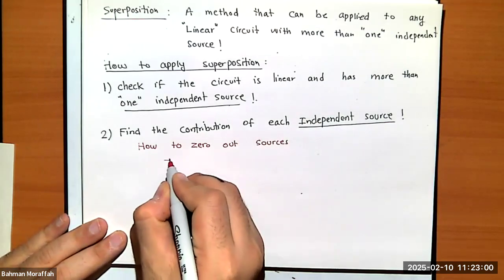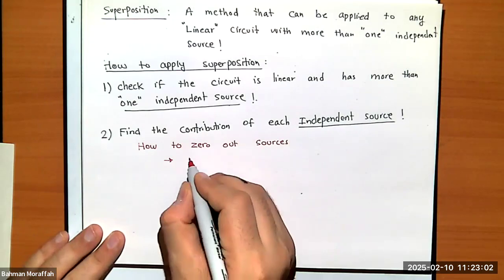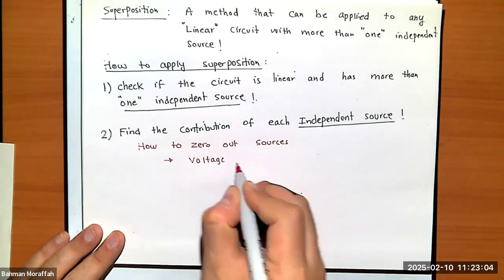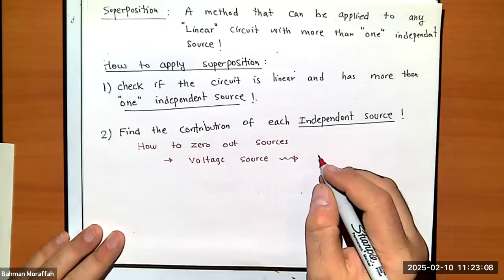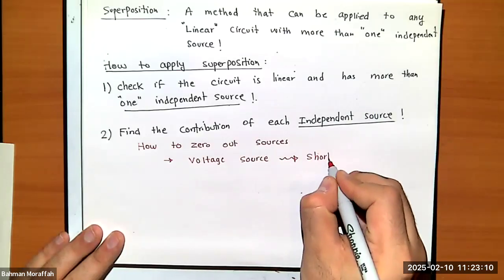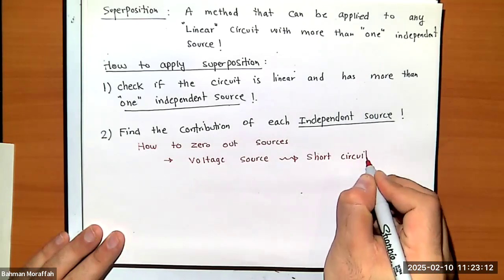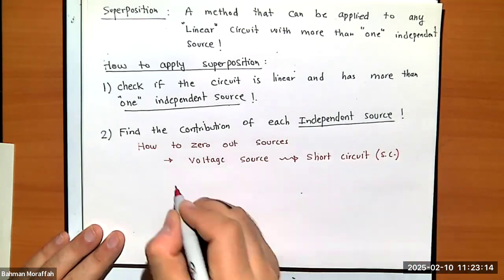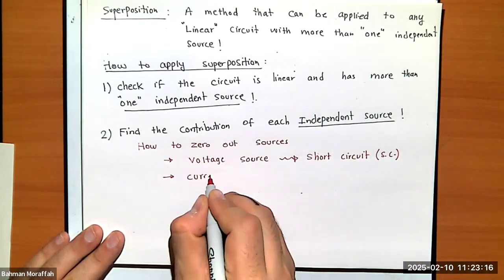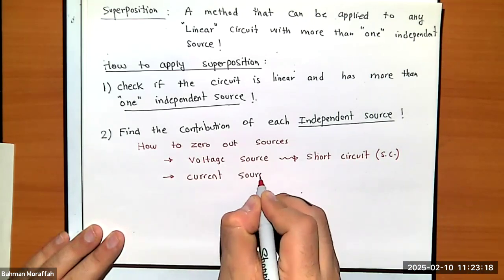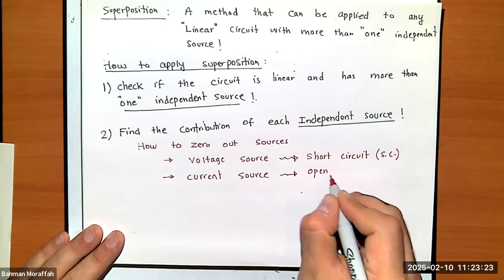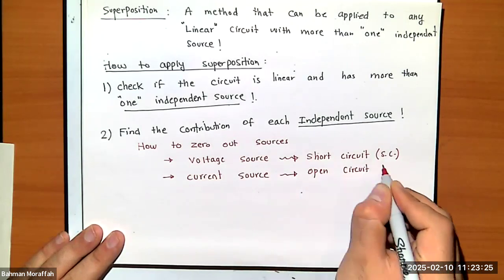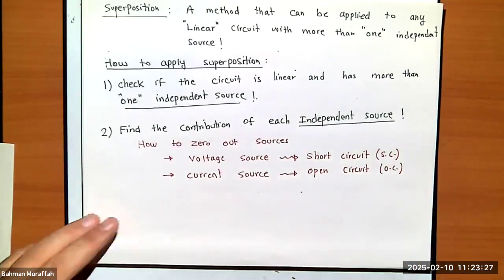If I have a voltage source and I zero it out, it means I have a short circuit. If I have a current source and I set the value of the current source to 0, it means I have an open circuit. Right?